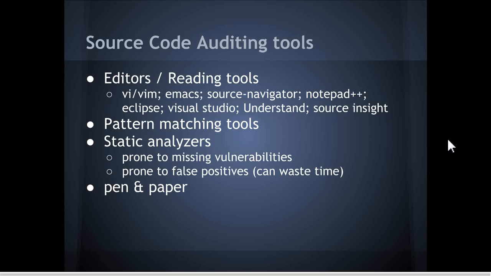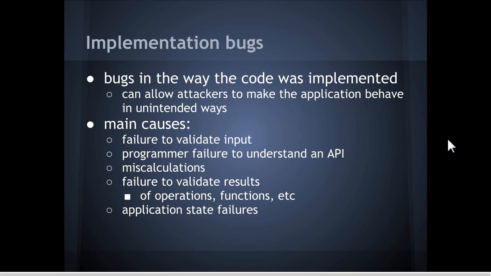So this also leads to static analyzers. There are tools that do this, but they're prone to missing vulnerabilities. They'll find bugs, but they're prone to missing vulnerabilities, and they also give a lot of false positives, which can be a real time waster. But the most important one I'd suggest is that you can't give up pen and paper. You don't really want to leave your own comments in code as you're trying to figure out someone else's code. You prefer to not touch it. Though if you're fixing bugs, that's obviously when you want to change it, but pen and paper is really important.